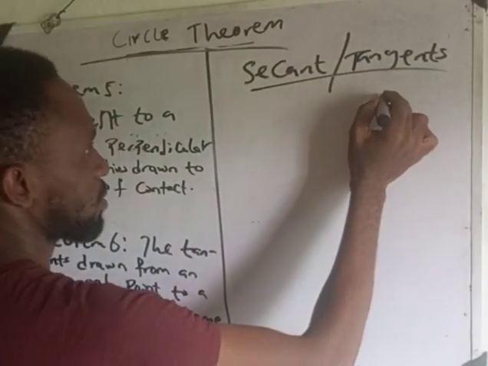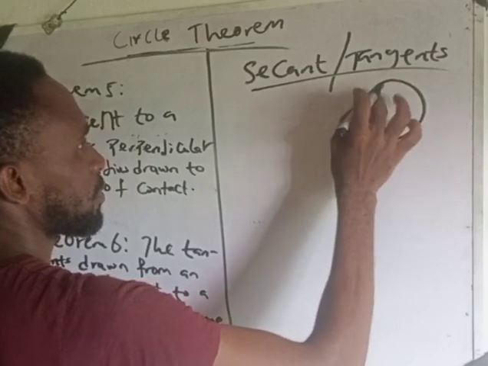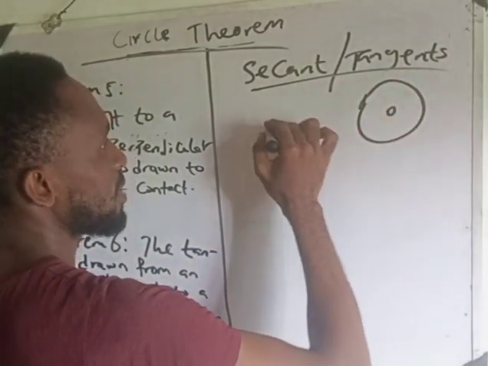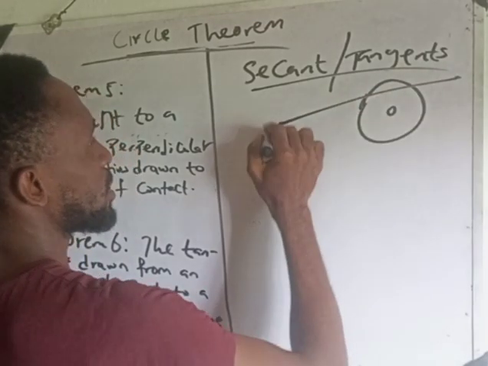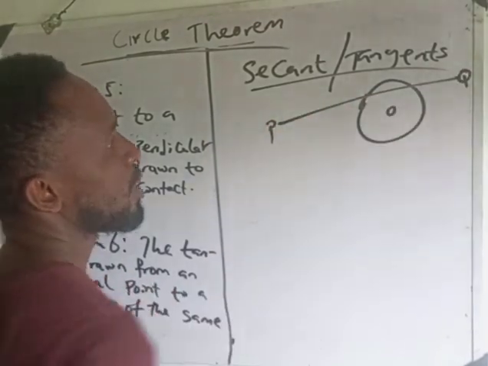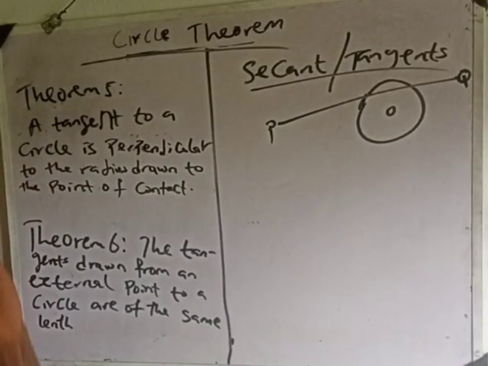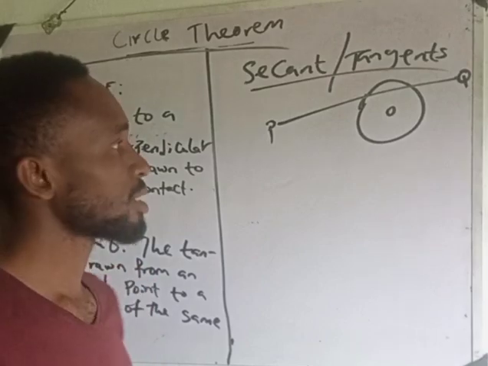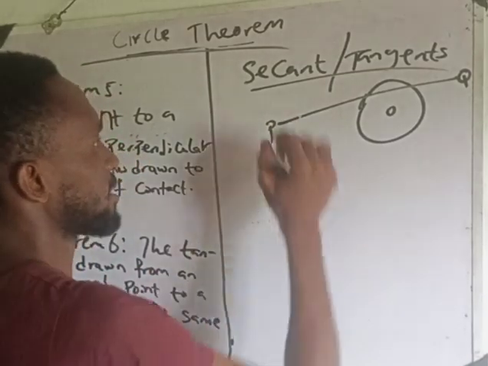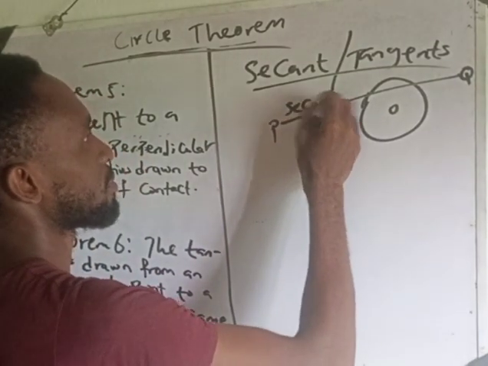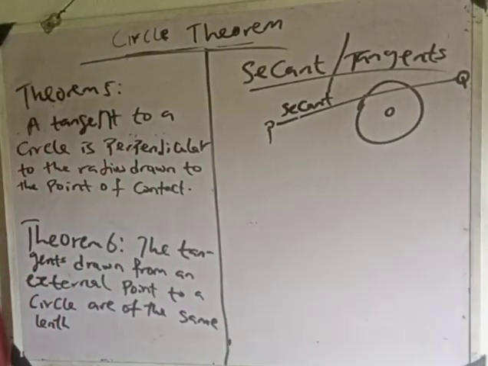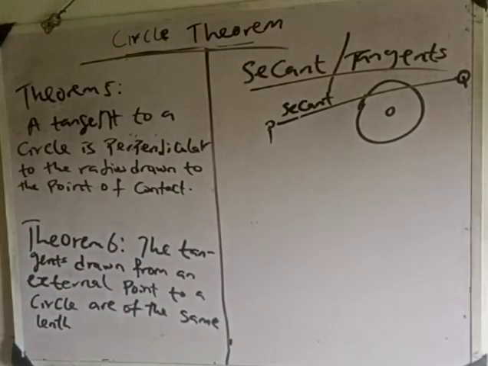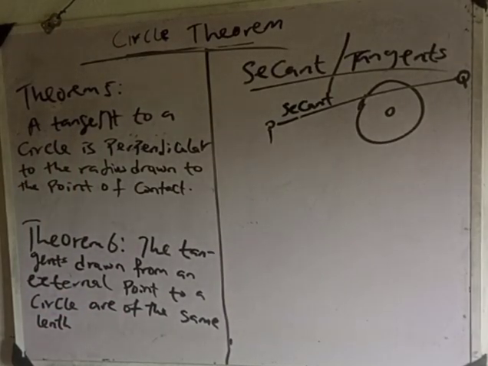When you have a circle and you have any straight line, let's say this is the center of the circle, let's say this point is P and this point is Q, that cuts across the circle and touches 2 points in the circumference. We call this line a secant. Is that okay? When you have a straight line that cuts across a circle, touching 2 points on the circumference of the circle, we call the line a secant.